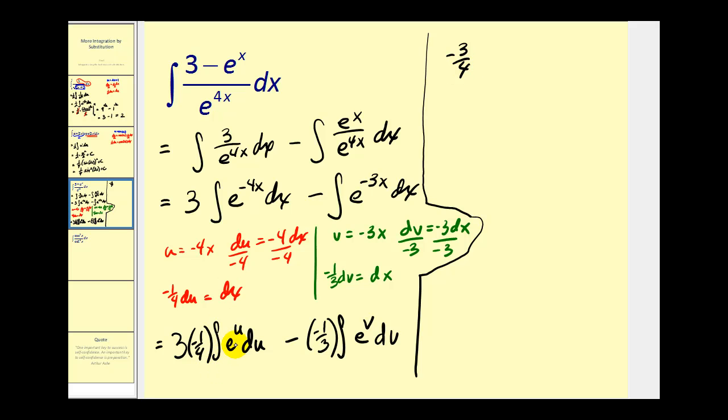Now the antiderivative of e to the u is just e to the u. So this is going to be e to the negative 4x. Here we have minus a negative 1/3. That'll be plus 1/3. And the antiderivative of e to the v would just be e to the v, which would be e to the negative 3x, and then plus c. Okay, that'll do it for that one. I think we have time for one more.